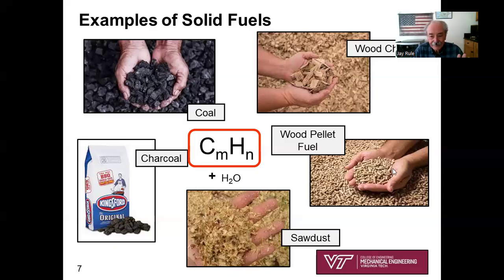So when you get into this, with wood and wood pellets, recognize there is a measure of moisture associated with that. And there's some moisture associated with coal even. Charcoal, of course, is a manufactured product from wood primarily, and because of its manufacture, is going to have a very low level of moisture in it. But the idea here is to recognize that even with solid fuels, we can model our chemical equation for the fuel as C sub M, H sub N.